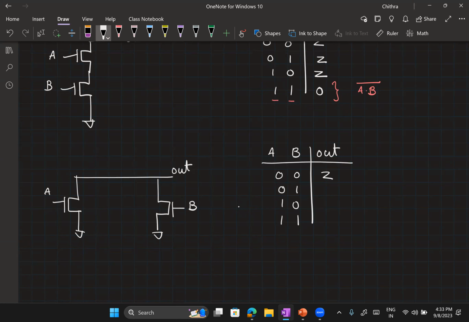So Z, 0, 0, 0. So what does this correspond to? This is A plus B, the whole power. Okay. So let's repeat the same thing for pull-up networks.